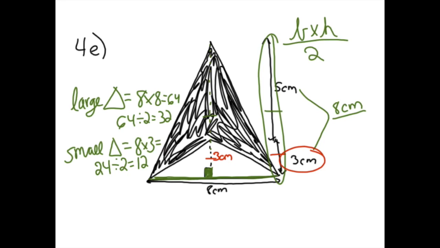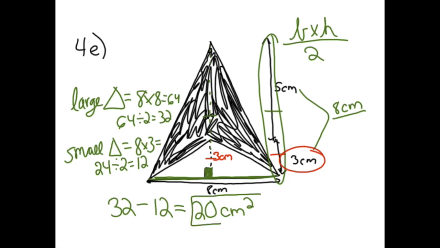12. Now remember, I said we were going to have to take the area of the small triangle and subtract it from the large triangle to be left with just the shaded part. So we're going to do 32, which is the large triangle, minus 12, which is the small triangle, and we're going to get 20 centimeters squared.